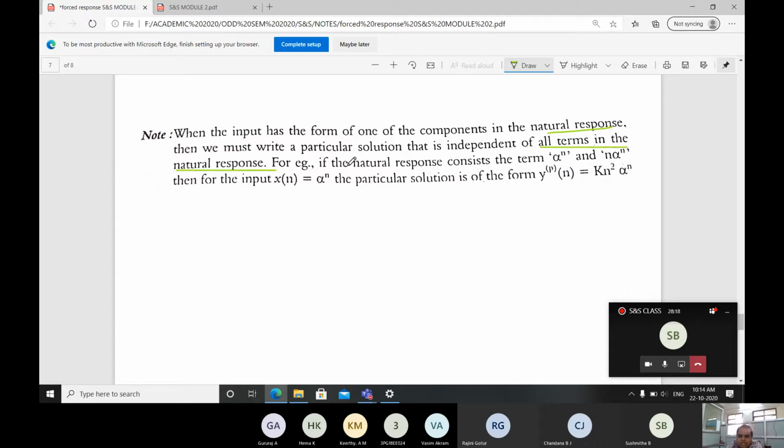Here is a small example. If the natural response consists of alpha raised to n and n times alpha raised to n, then for the input x of n equal to alpha raised to n, the particular solution we have to take, that is y_p of n, is k n square times alpha raised to n. This is one example.